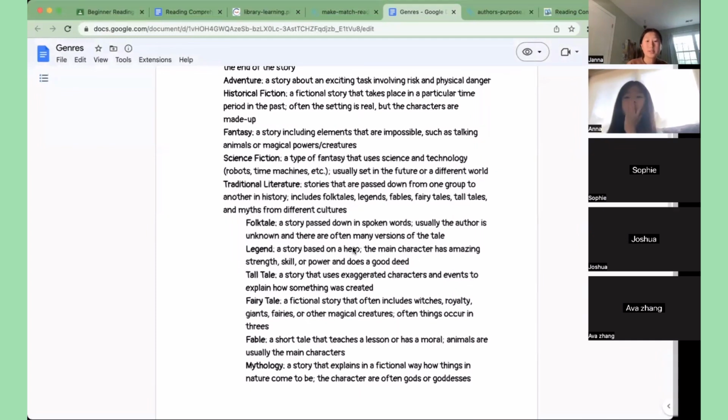So a folktale is a story passed down in spoken words. Usually the author is unknown, and there's a lot of versions of the tale. A legend is a story based on a hero as the main character, and they have amazing strength or skill or power, and they do something good.